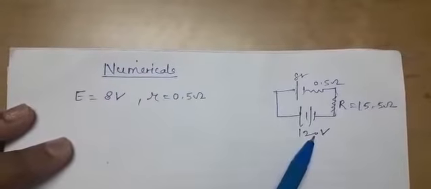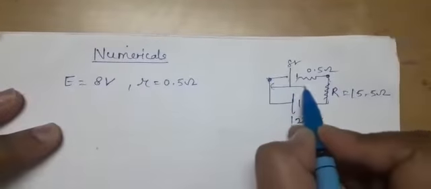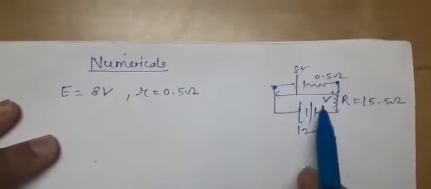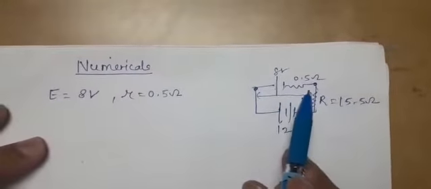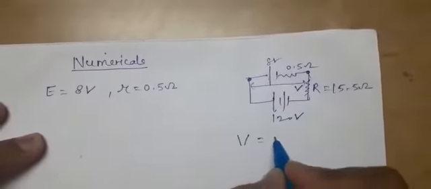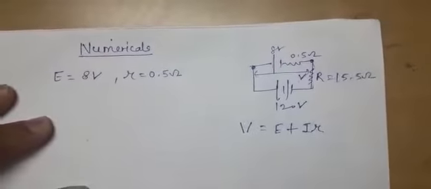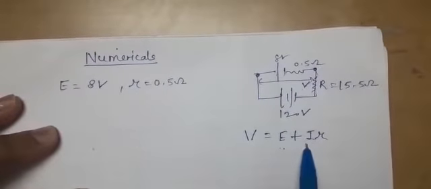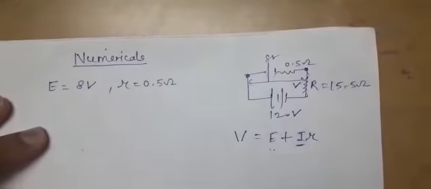Now what is the terminal voltage of the battery? You have to find the terminal voltage, that means the potential difference between these two terminals. See how to proceed. We have to find the terminal voltage, that means EMF of this battery plus the potential drop across the internal resistance of the cell. So the terminal voltage across the terminals will be given by EMF plus I into R. As per the given parameters, E is given, R is given, but we don't know the value of current. So what should we do to find the value of current?